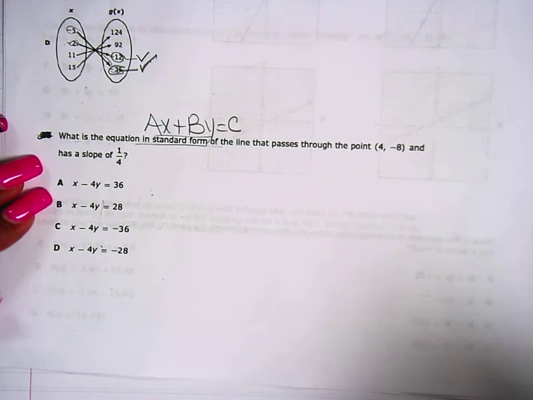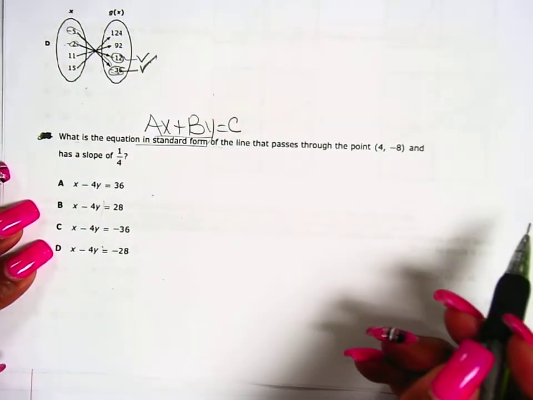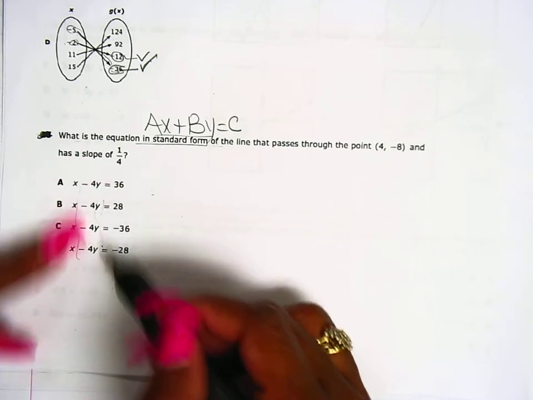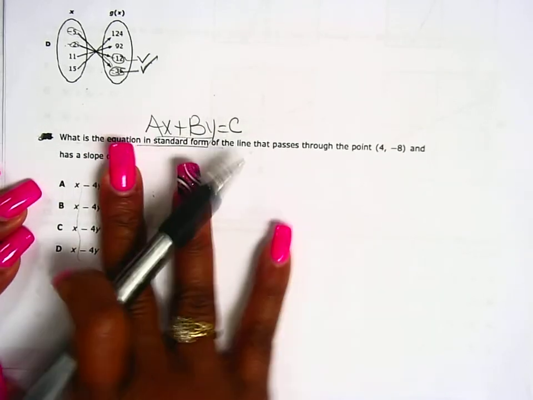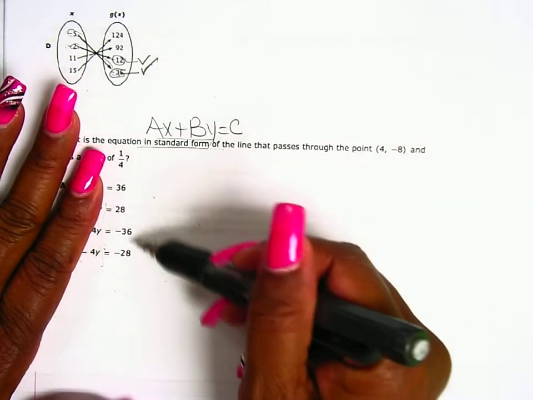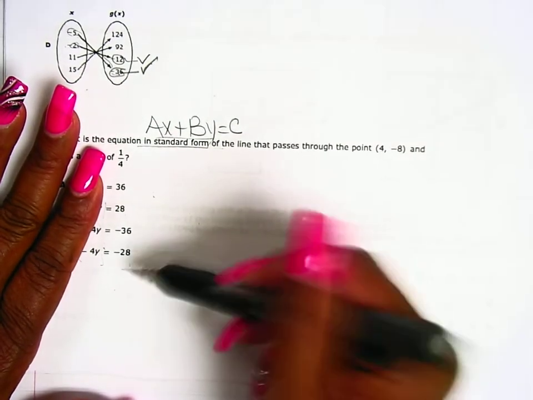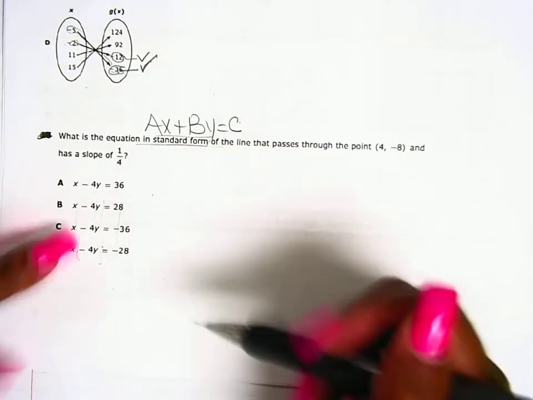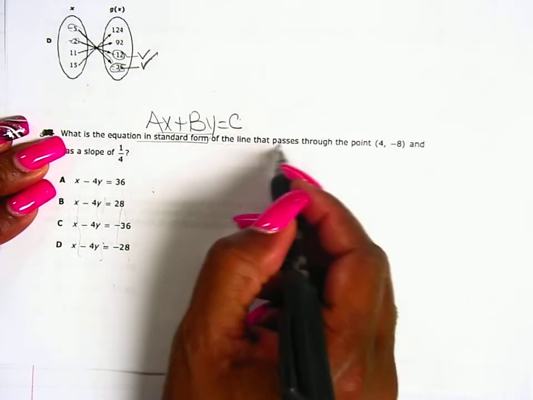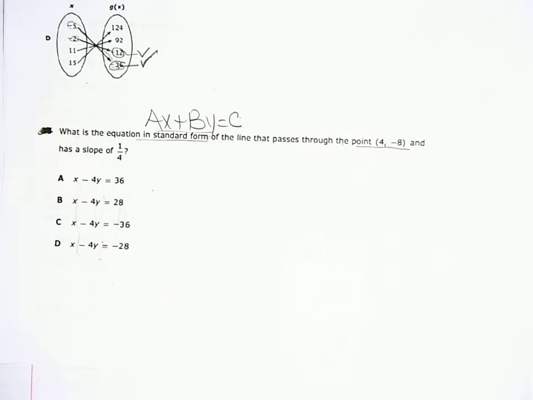Hold up. All of my answer choices are in that format. Look, all my X's, all my Y's. Matter of fact, everything here is the same except my answers, which is C, the constant. So let me finish reading. What is the equation in standard form of the line that passes through the point? Oh, they gave me a point.